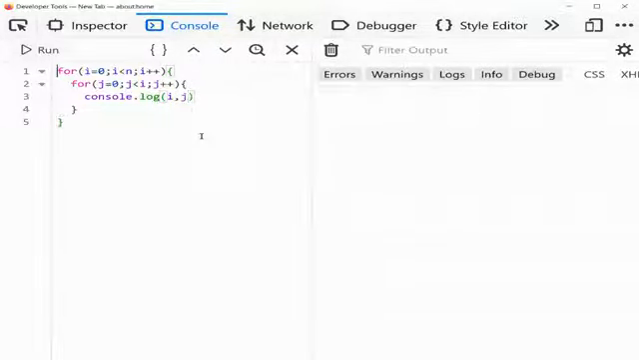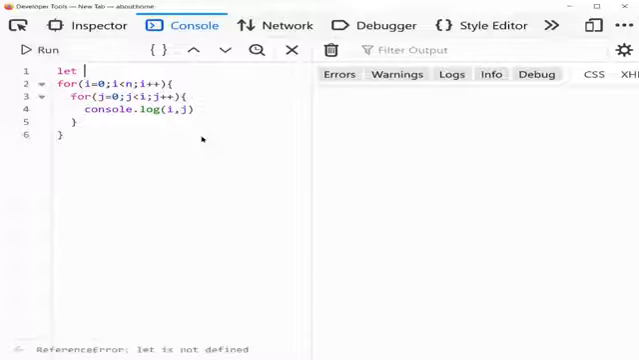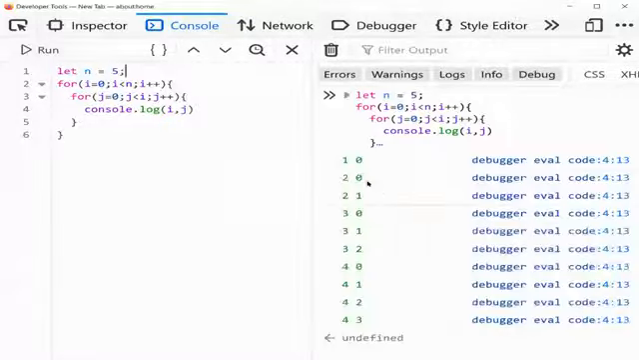N is not defined, so we have to define n also. Let's say my n is equal to 5. Okay, this is my output. Now you have to figure out how it is producing this output, and what could be my case and what could be my complexity of the case here.